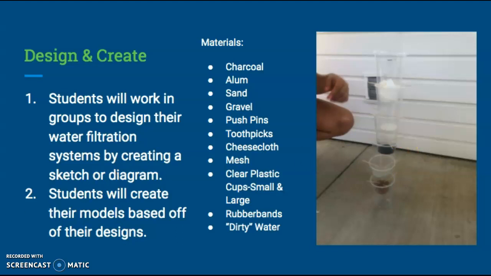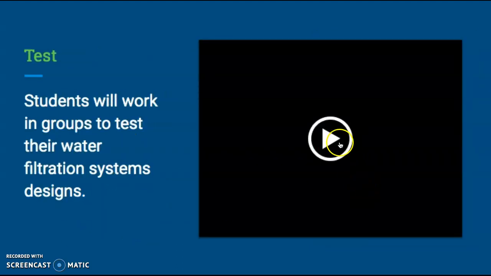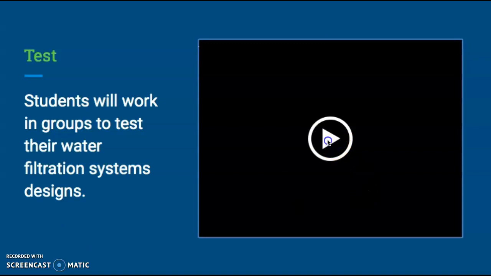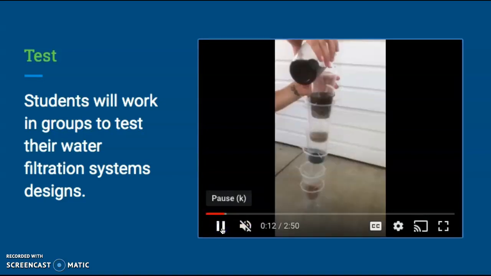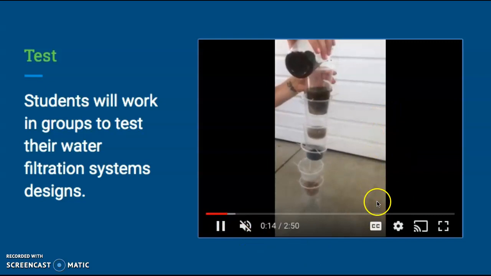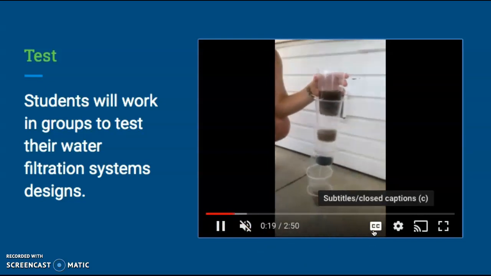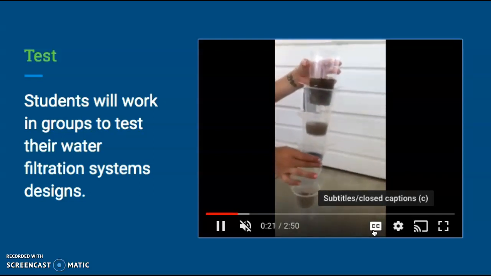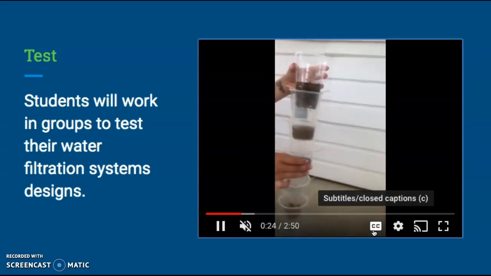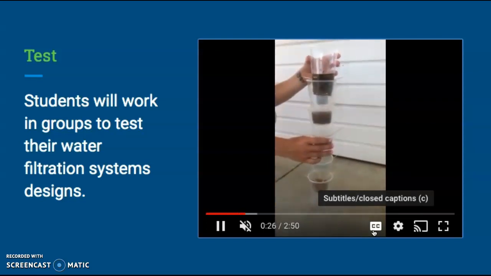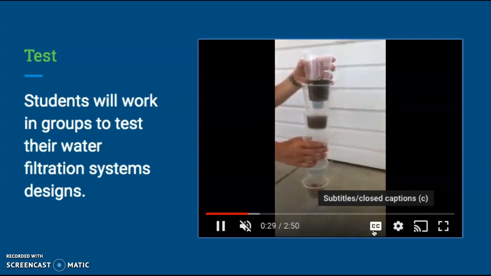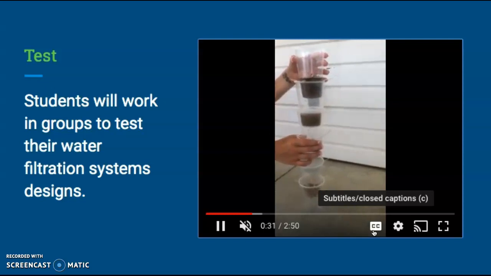Once they have created their design, then they're going to test out their filtration systems. Let's see if I can get this video to play. Maybe not, but there we go. And here's me conducting the experiment. So I started by pouring the water onto the first cup, which was the cheesecloth. You can see that my tower is kind of falling. I learned that the toothpicks need to be placed up a little bit higher to hold all of the weight from the water as it went down.